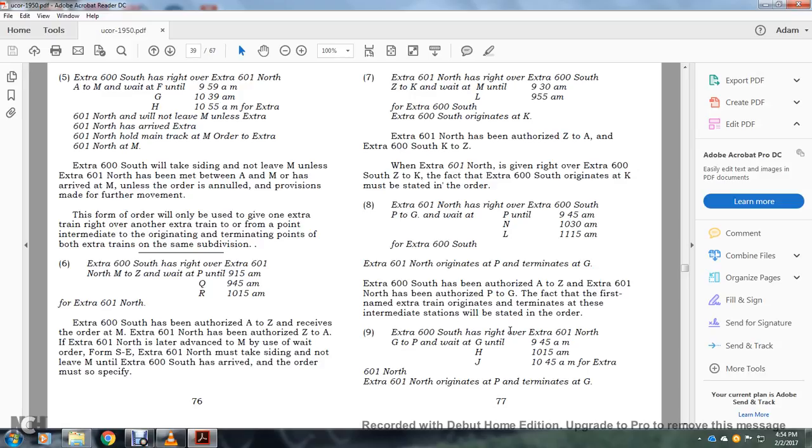Extra 600 South has right over 601 North, G to P, and wait at G until 9:45 a.m., H at 9:15 a.m., and J at 10:45 a.m. for the extra 601 North. The extra 601 North originates at P and terminates at G.